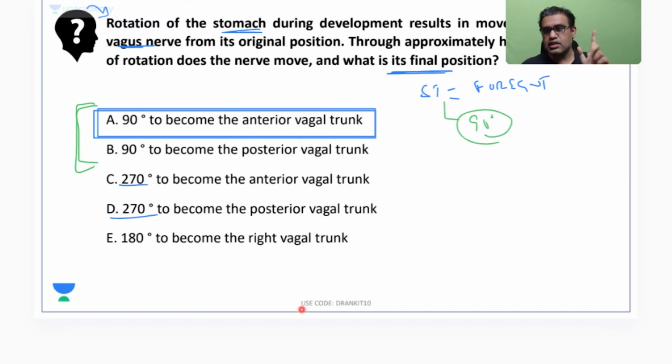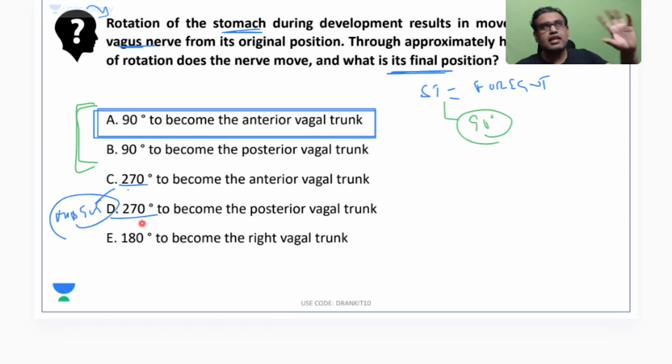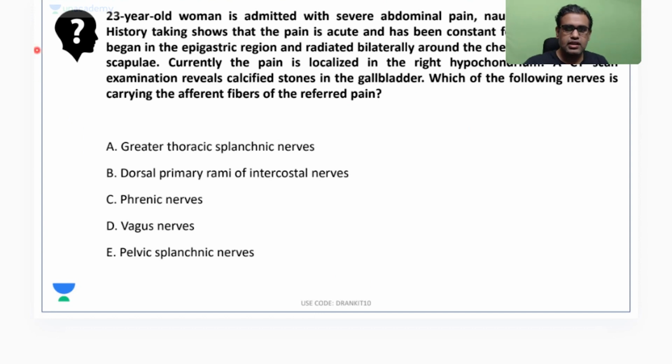Understand, 90 degree rotation. 270 degrees for the midgut. If they had asked about jejunum or ileum, something like that, then we could have thought of that. Here you have 90 degree rotation. Point clear? Okay. Next one. Another beautiful question.